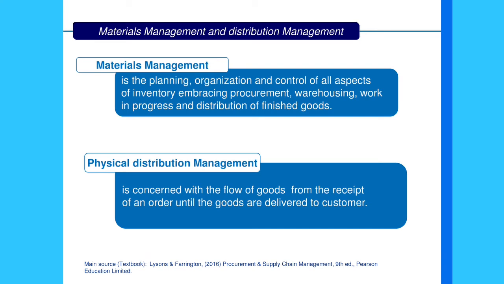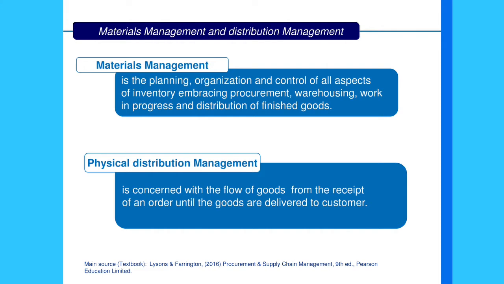So let's come to the other slide, which says that logistics can be understood from two perspectives. One is material management and the second is physical distribution management. As we said, logistics means movement of material from one place to another, one function to another function in the organization when the organization manufactures products or services.